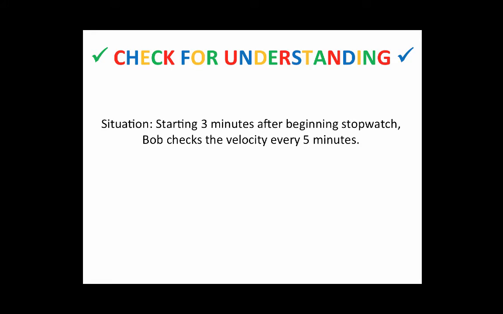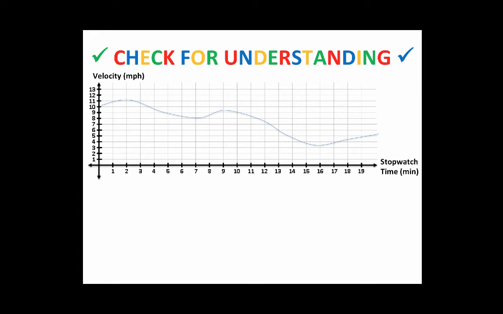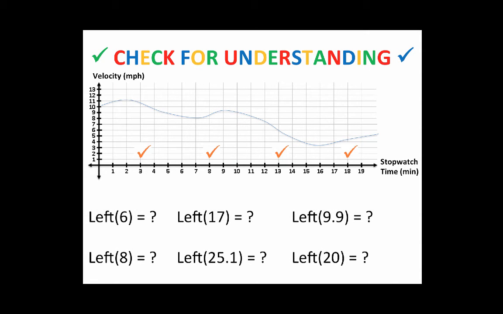Assume that Bob begins his stopwatch, and then 3 minutes later, he starts checking the velocity every 5 minutes. So he checks at 3 minutes, 8 minutes, 13, and so on. Can you evaluate the function left for these independent values? Pause and do this yourself.